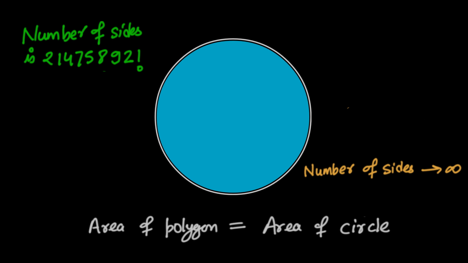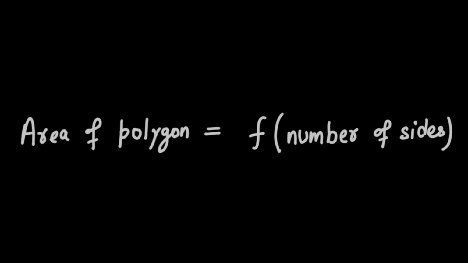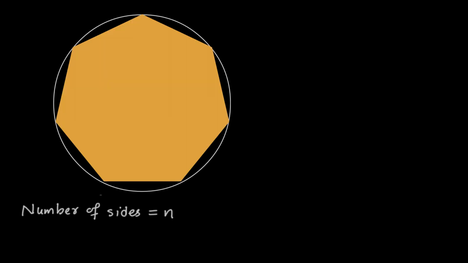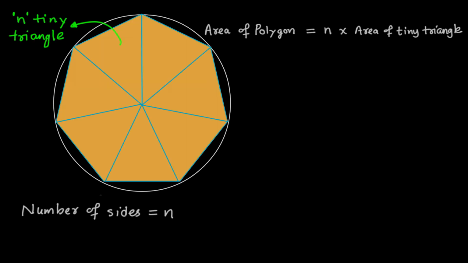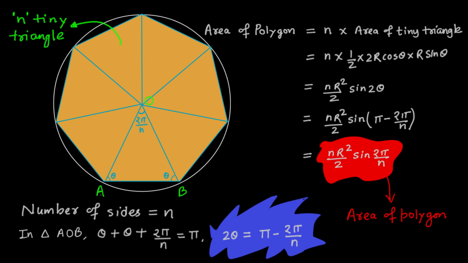We will find the area of the polygon in terms of the number of sides first. Let's make a polygon of side n. Area of this polygon will be n times the area of this tiny triangle. This angle will be 2 pi by n. Suppose this angle is theta. So the sum of the interior angle of this triangle must be pi, so we have this. Area of polygon reduces to this.